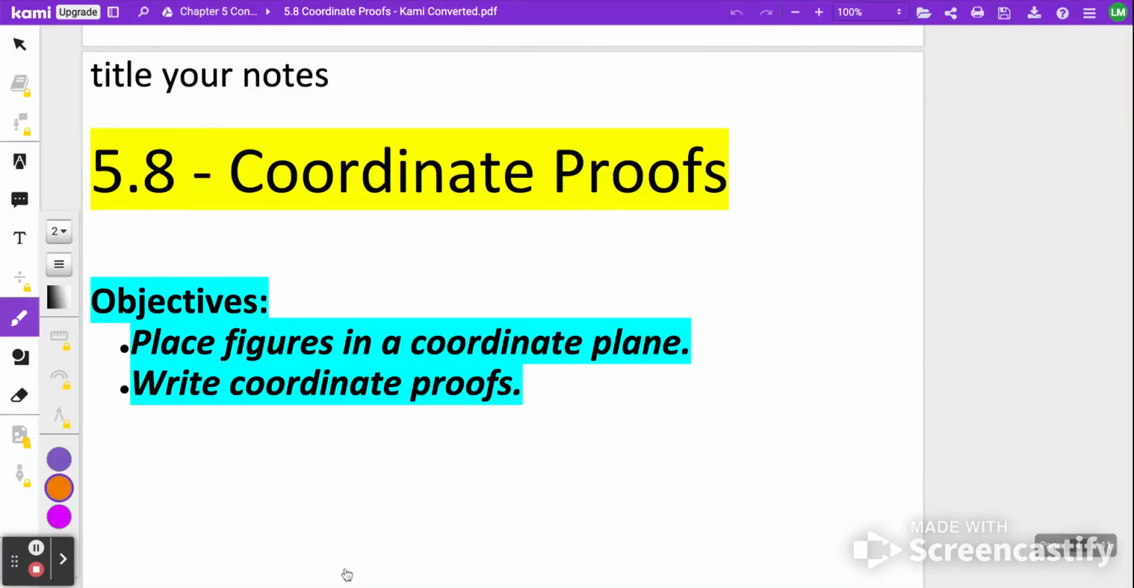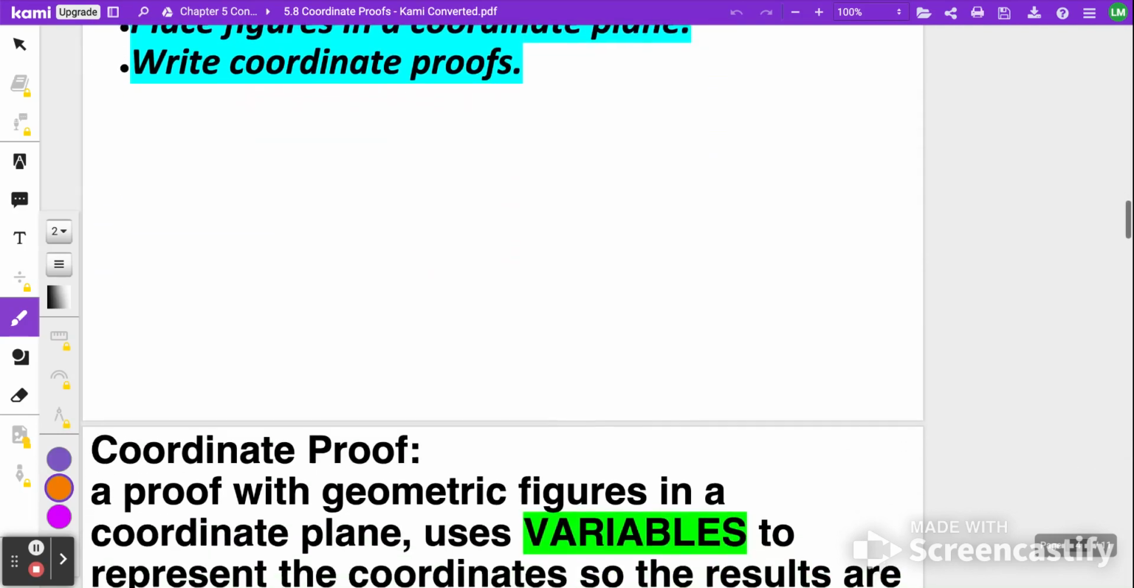Today we're going to look at lesson 5.8, coordinate proofs. So we're going to figure out how we can place figures in a coordinate plane and then write a coordinate proof off of what we placed. Let's go ahead and get started.